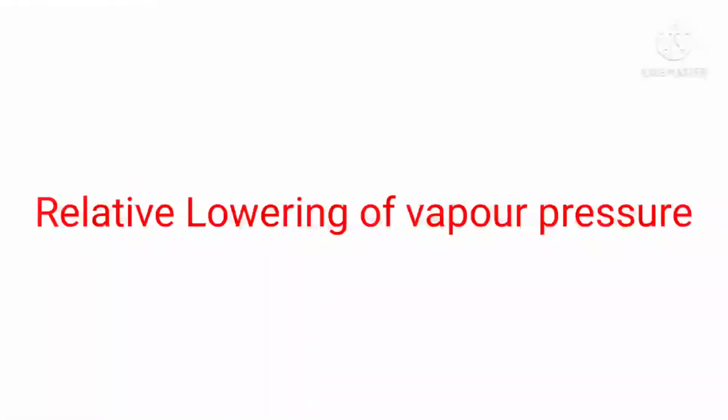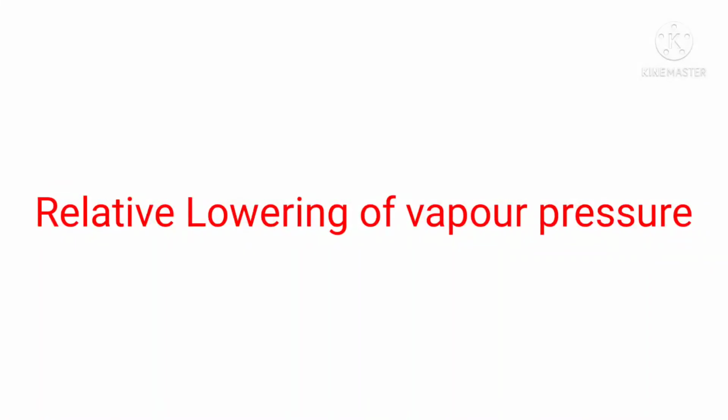Relative lowering of vapor pressure. It is one of the colligative properties. And what is lowering of vapor pressure? When a non-volatile solute is dissolved in a volatile solvent, the vapor pressure of the solvent gets reduced. The reason for this is, if a solution contains non-volatile solute and the solvent is volatile, some areas of the surface are occupied by the non-volatile solute molecules. From this occupied area, evaporation of the solvent is not possible.